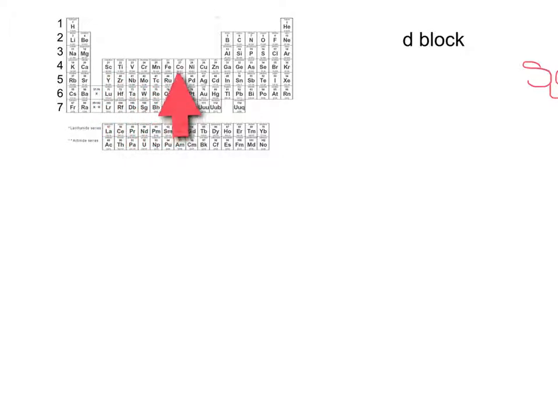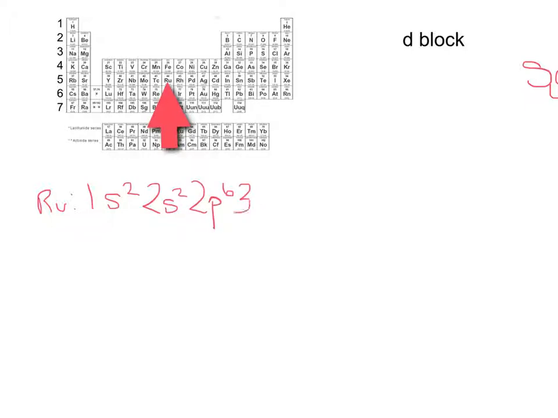Let's do a bigger one. Ruthenium. How's that? 44. Big. So I'll have to write kind of small. So RU. Are you ready? All right. 1s2, and then 2s2, 2p6, 3s2, 3p6, 4s2. So now I'm right here, and I'm just about to do the first transition into D block.